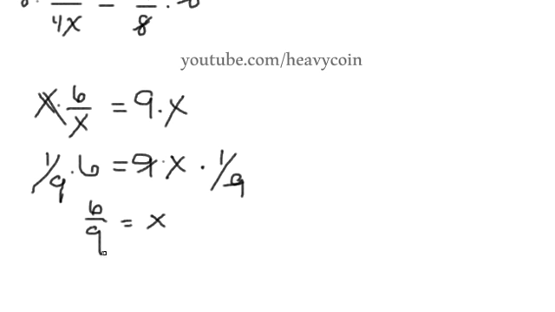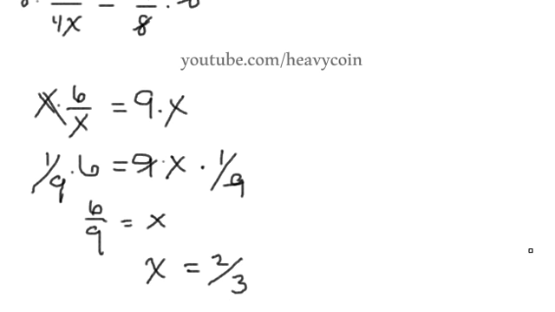Now of course we can reduce this down. Okay, and I'm going to write it in the more standard form where the variable's over here on the left hand side. 3 goes into 6 and 3 goes into 9. 3 goes into 6 2 times. 3 goes into 9 3 times. 2/3. X is equal to 2/3.